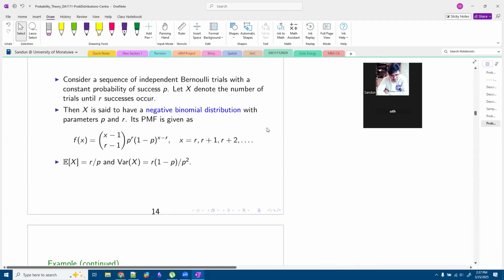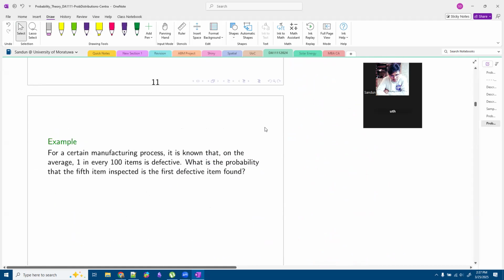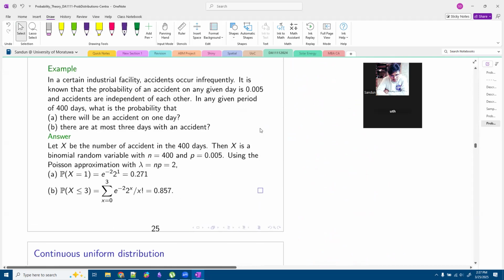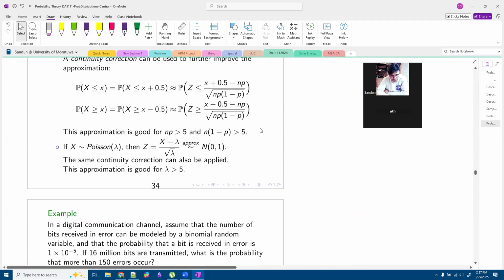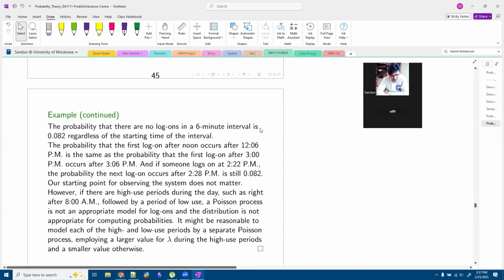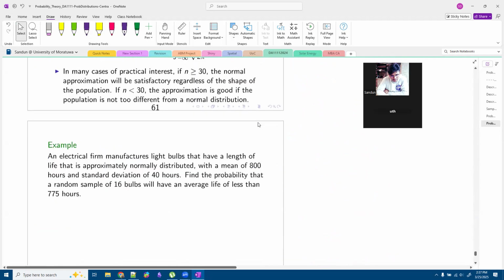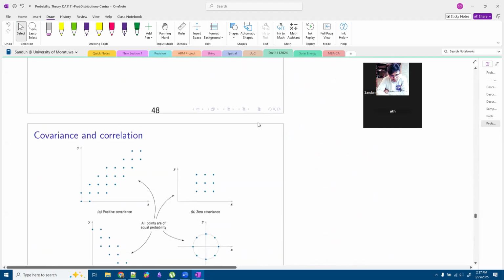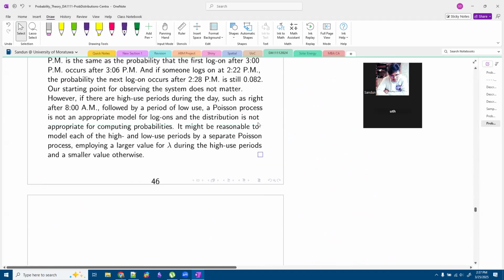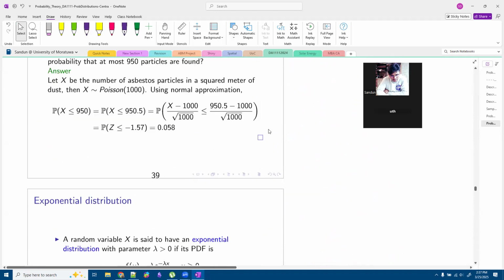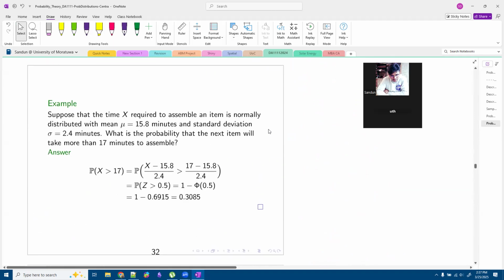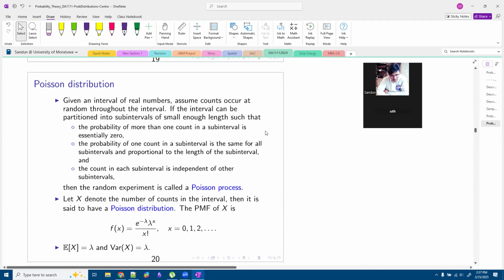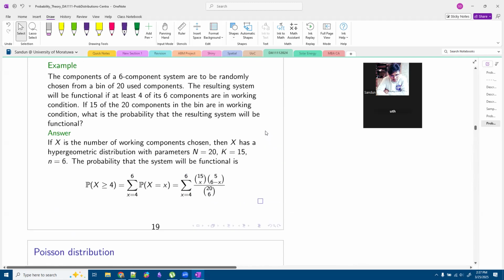Okay. So I will stop here for the geometric distribution and hypergeometric distribution. I will do this tomorrow. And with that, I think we can complete the lecture series for the probability, and then we can start the statistics lectures. Yeah, we'll stop it here.